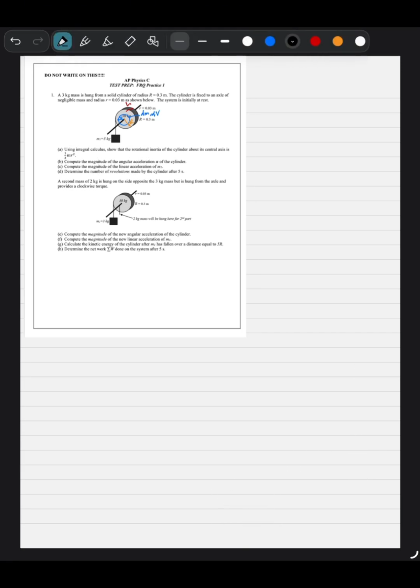For b, we can set the torques equal to each other. So net force times r equals inertia times angular acceleration. We'll expand inertia to 1/2 m r squared. We'll keep angular acceleration the same because that's what we're trying to find. And the net force is really the tension, and then times r.